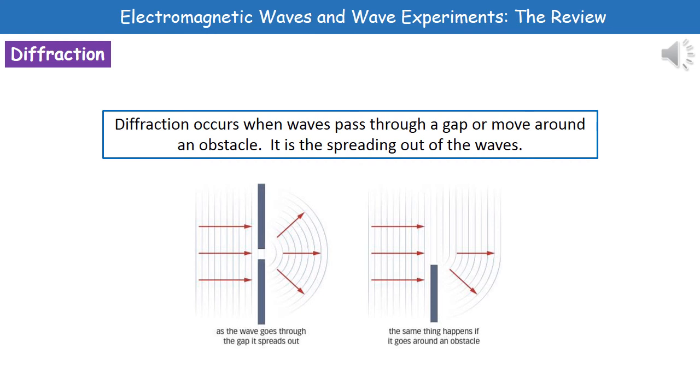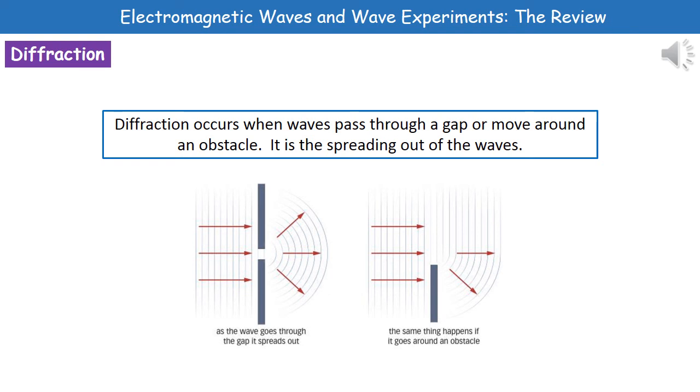The third behavior is called diffraction. Diffraction occurs when waves pass through a gap or move around an obstacle. What we're referring to is the behavior where the wave spreads out. If we have a look at the two diagrams at the bottom, on the left hand side is a wave travelling through a gap.